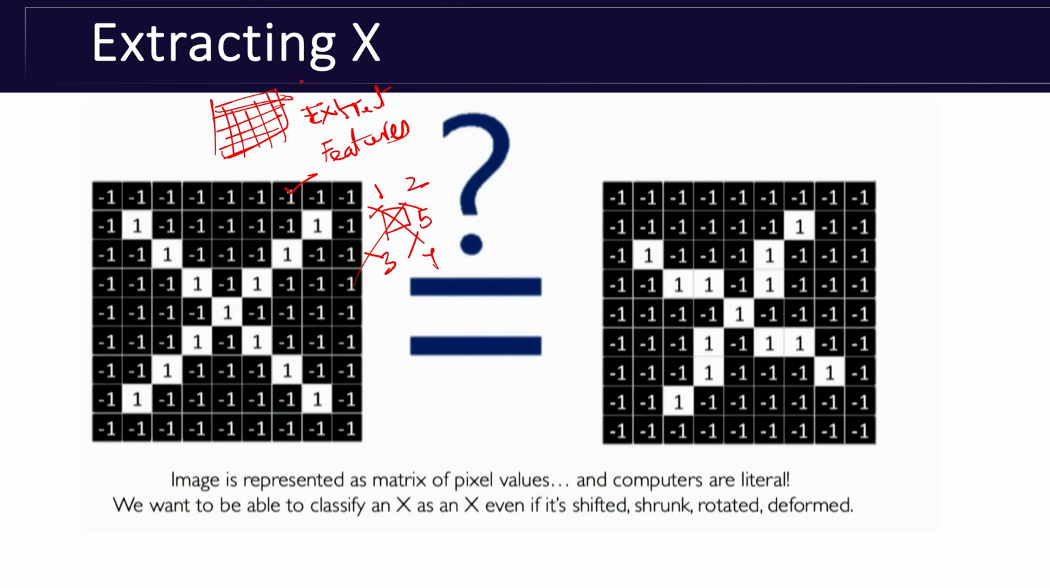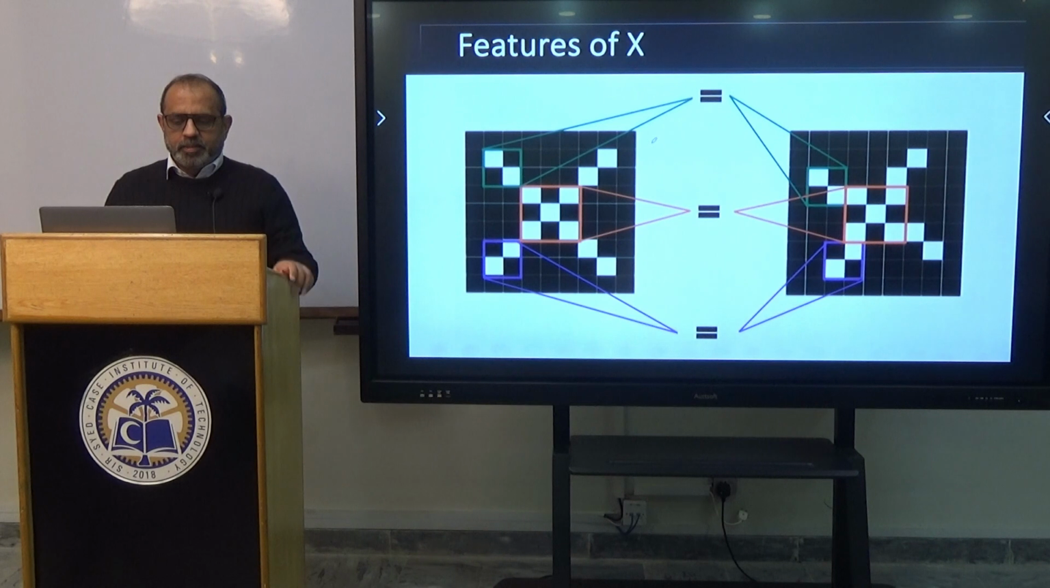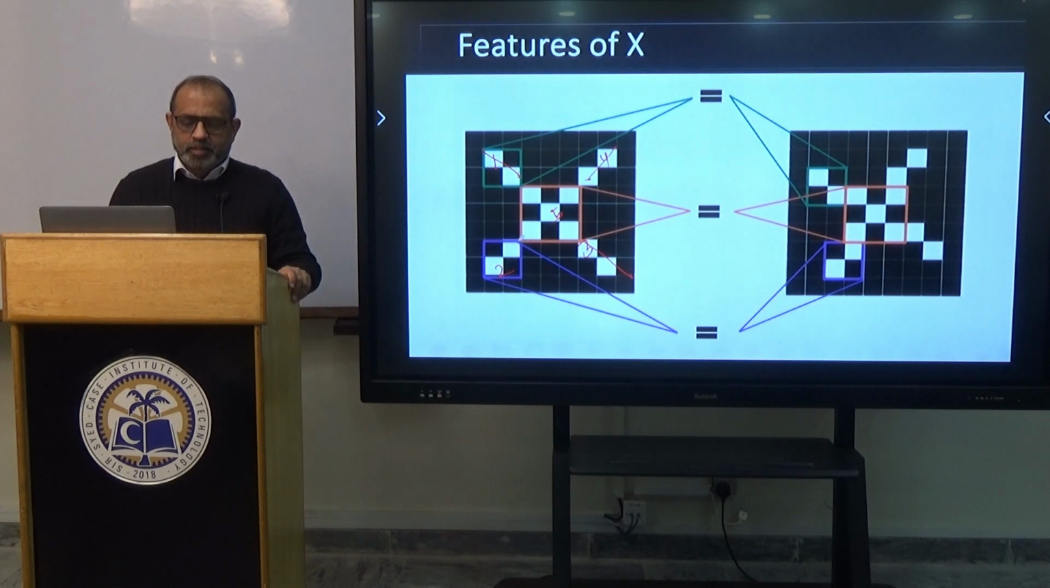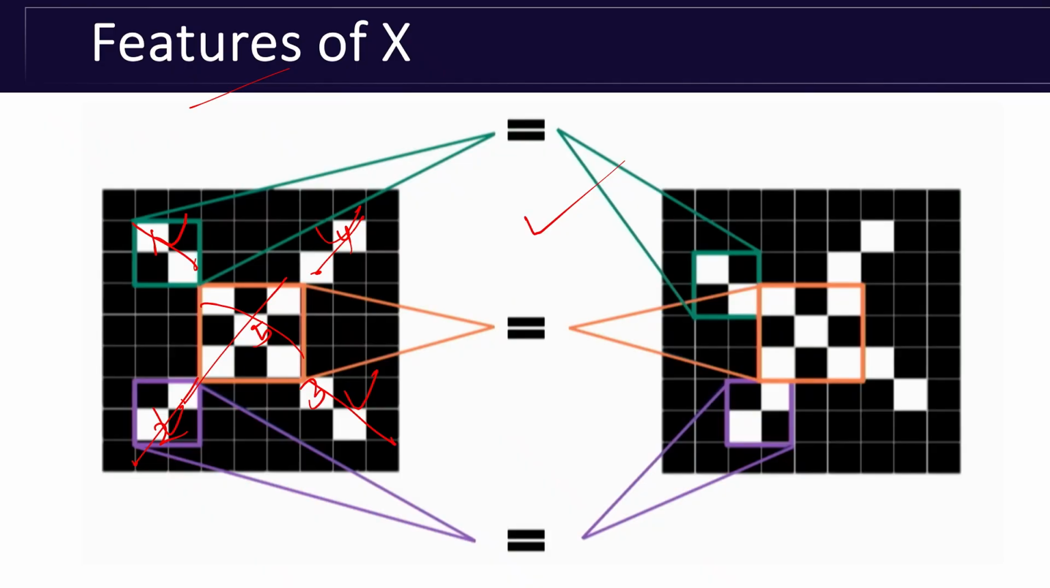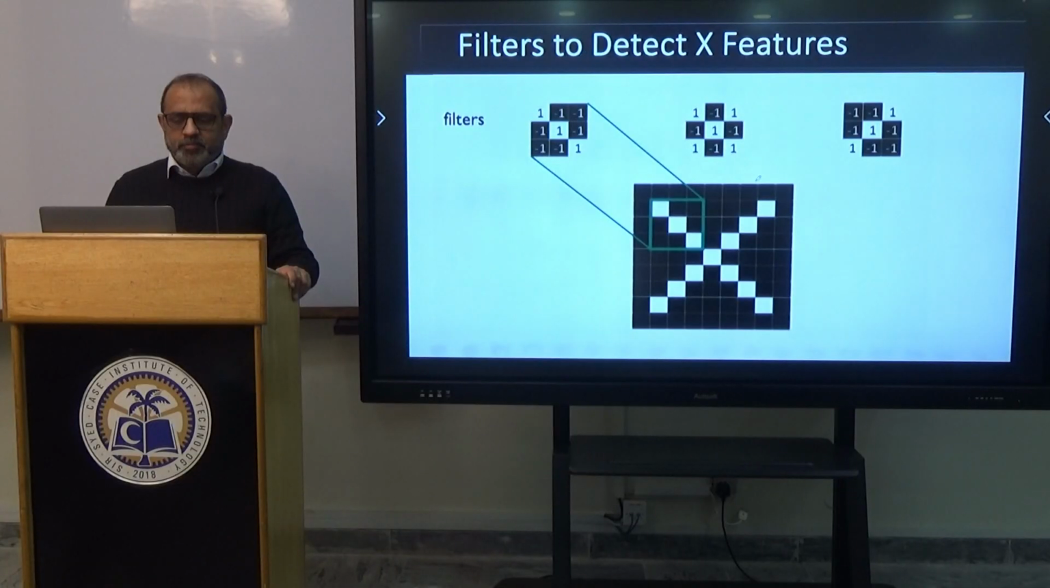So you have specialized filters to detect part 1, part 2, part 3, part 4 and part 5. Actually this one and this one are the same, and this one and this one are the same. So one filter can detect this and this, and one filter can detect this and this, and one filter can detect this. And if you do this, then the neural network can be trained to say it is an X. So these are the filters.